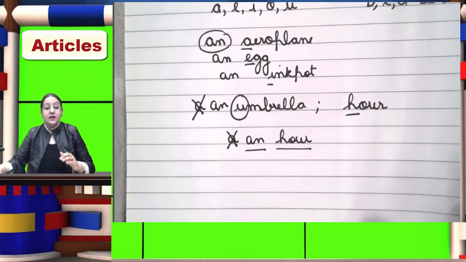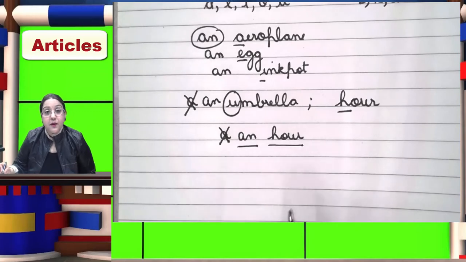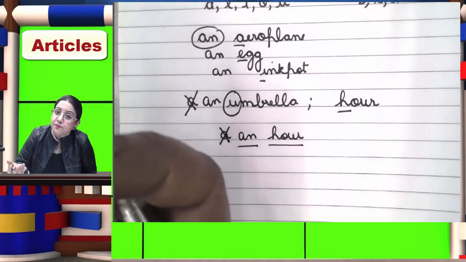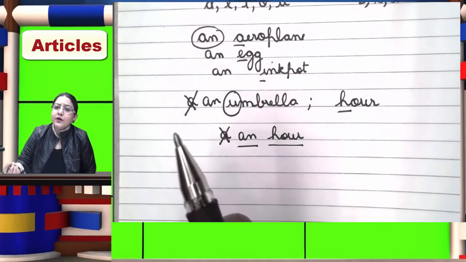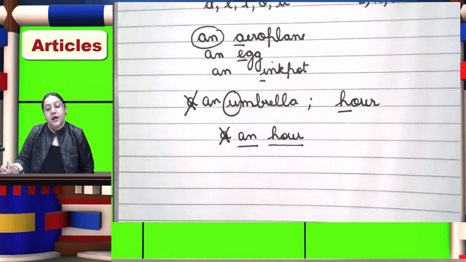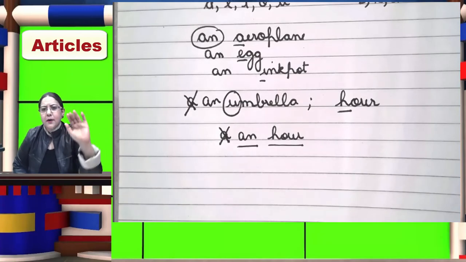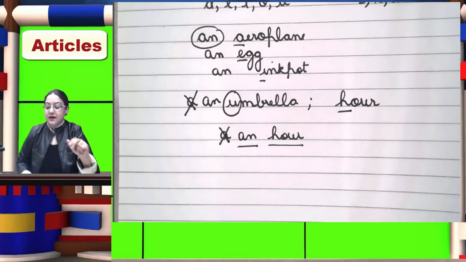Now this is the case that I gave you, that my word is not starting with a vowel, but the sound that I'm getting when I speak the word is of a swar. So that is why I'm using an. Now I'll give you an example of the case where my word is starting with the vowel. My word is starting with A, E, I, O, U, but when I speak the word, the sound is not a swar. Let me clear it to you.